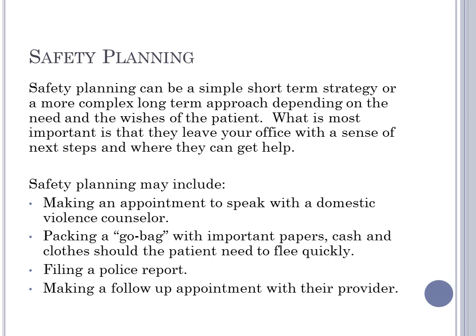Safety planning is an important part of any domestic violence protocol. Safety planning can be a simple short-term strategy or a more complex and long-term approach, depending on the needs and the wishes of the patient. What is important is that they leave your office with next steps and know where they can get additional help. Safety planning may include making an appointment to speak with a domestic violence counselor or keeping a hotline number somewhere safe, packing a go bag with important papers, cash, and clothing should the patient need to flee quickly, filing a police report, or making a follow-up appointment with her provider.